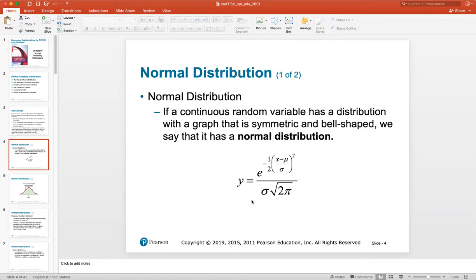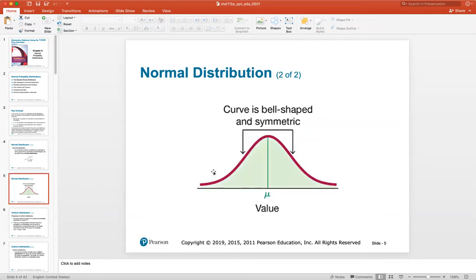The graph of this formula is this. Here's a bell shape, and it is symmetric. Symmetry means that if you draw a vertical line passing through mu, and fold the left part of the graph over to the other side, it exactly matches the other side of the graph. It's called symmetry.